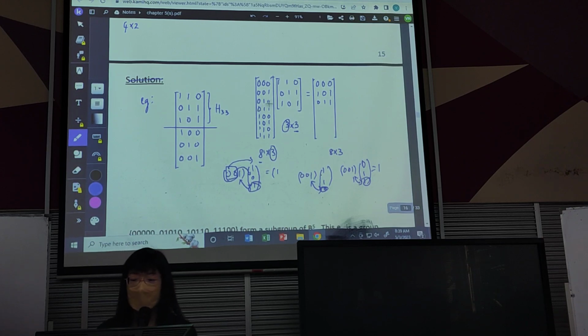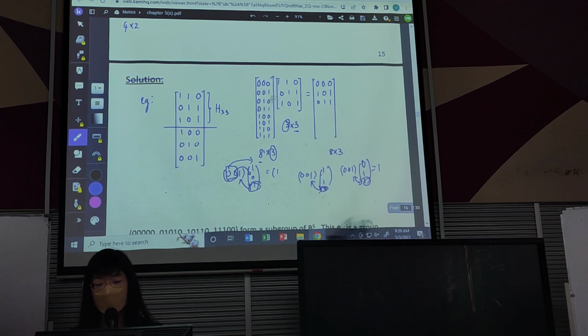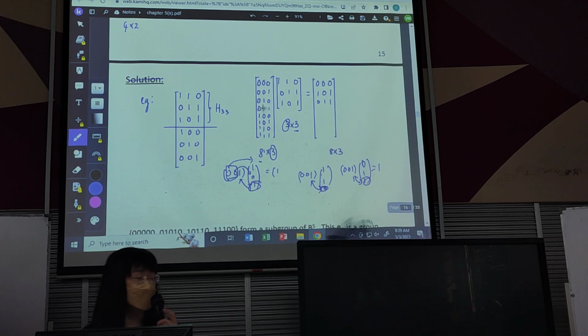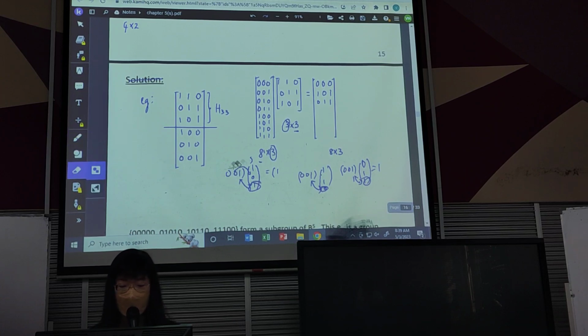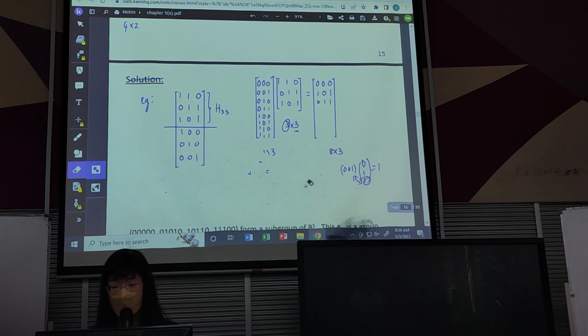How about the fourth row? 0, 1, 1. Now, I want to multiply with the first column. This fourth row here, I have the second bit and the third bit as 1. So now, I need to check at the second bit here and the third bit here, how many 1s I have after multiplying. Okay? So now, you tell me the fourth row, after I multiply with the first column, how many 1s do I get? 1. Second column?